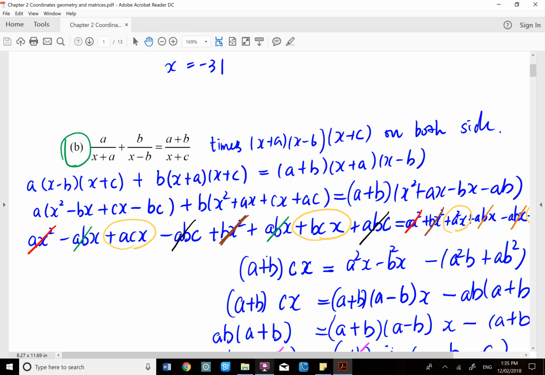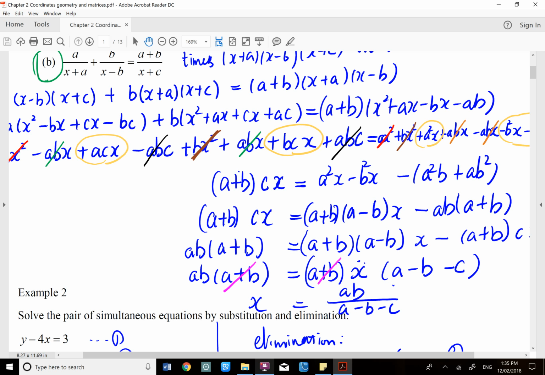So what you do, you times by the denominators together, x plus a, x minus b, x plus c, on both sides of the equation, or you can make a common denominator for all of it, and you have the second line, like this long equation here. And the next step, you expand everything, and then you see what's the same thing, and you get this cancelled from both sides. And then after all of your hard work, you will have an answer as ab over a minus b minus c, which is quite a simple answer.